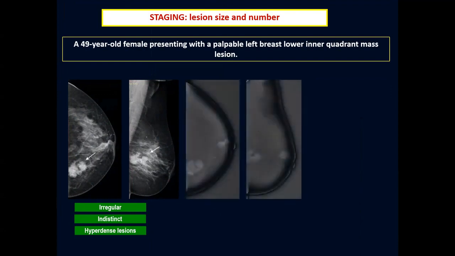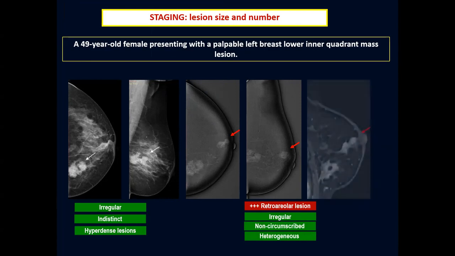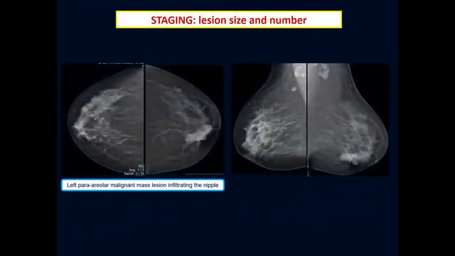This was the contrast mammogram of the same patient, which revealed another lesion in the retroareolar region. It was also irregular, non-circumscribed, and it showed intense contrast uptake. This was the MRI of the same patient, showing exactly the same findings as the contrast mammography.